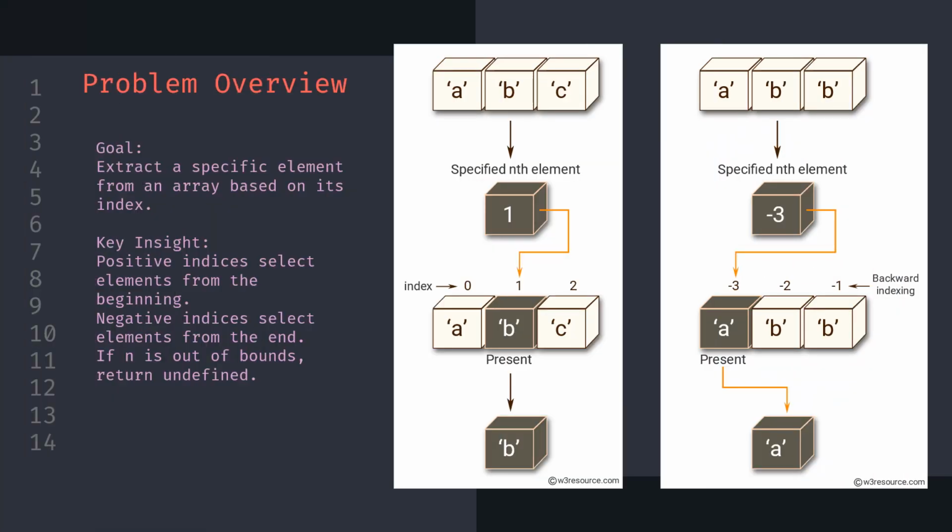Arrays in JavaScript are zero-based, meaning the first element is at index 0. Additionally, JavaScript allows us to use negative indices to count from the end of the array. This function ensures we can access elements flexibly and handle out-of-bounds errors gracefully.